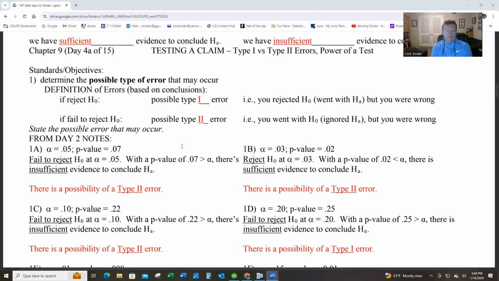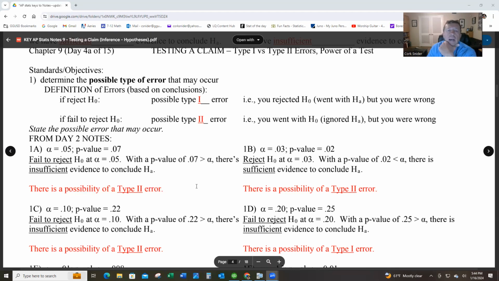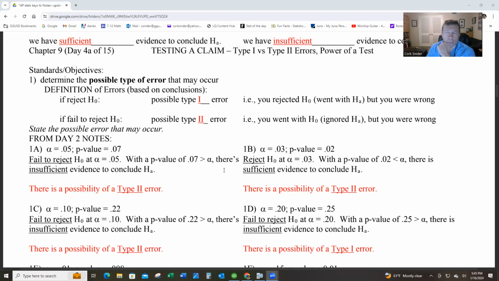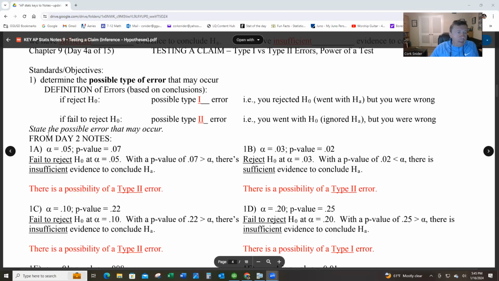We're talking about error types, Type 1 and Type 2 errors. These concepts can be very complicated, even though they're somewhat simple when you first see them. But the way the questions can be asked on the AP test can be complex. A lot of this comes from common sense.